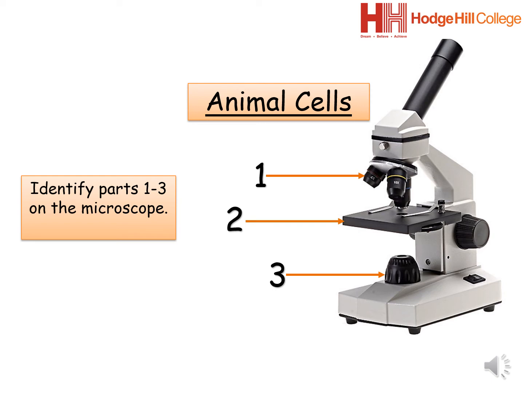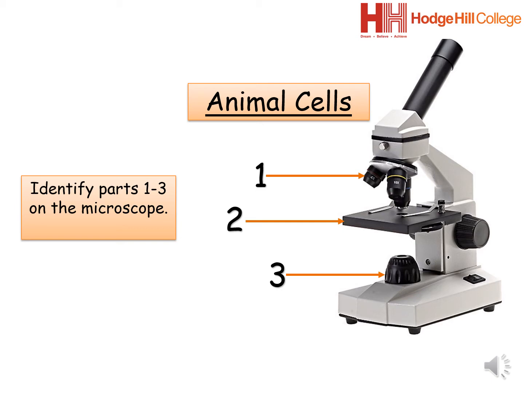Today's lesson is on animal cells. In order to look at animal cells, we use a microscope. On this slide, you can see the different parts of a microscope. Number one is the objective lens. There are 3 different objective lenses on a microscope.